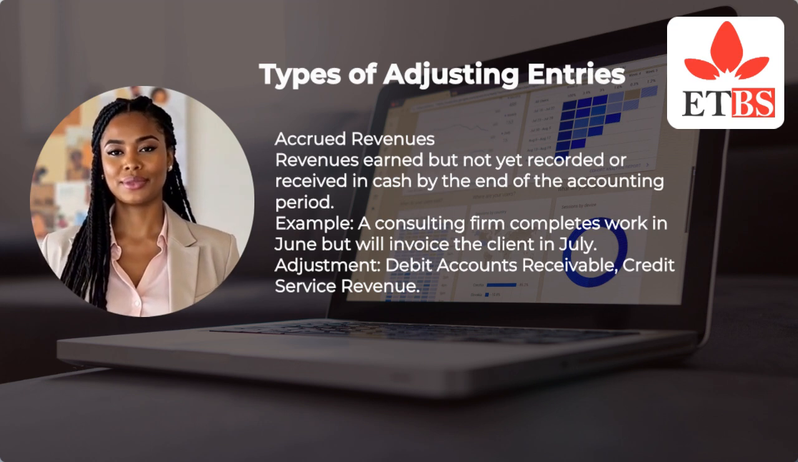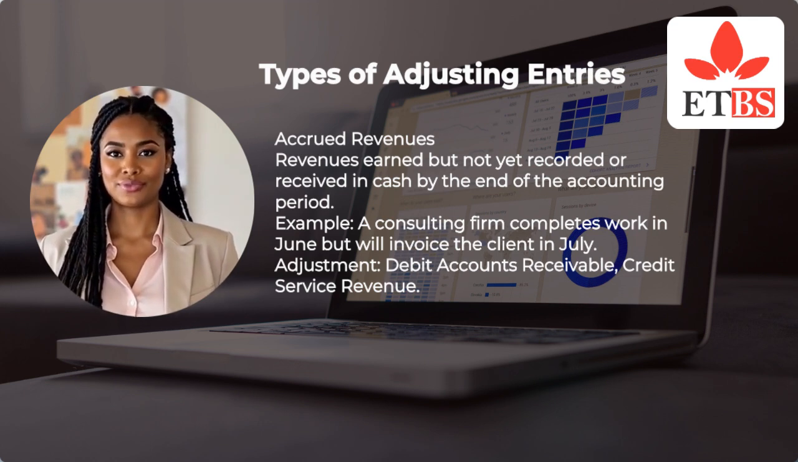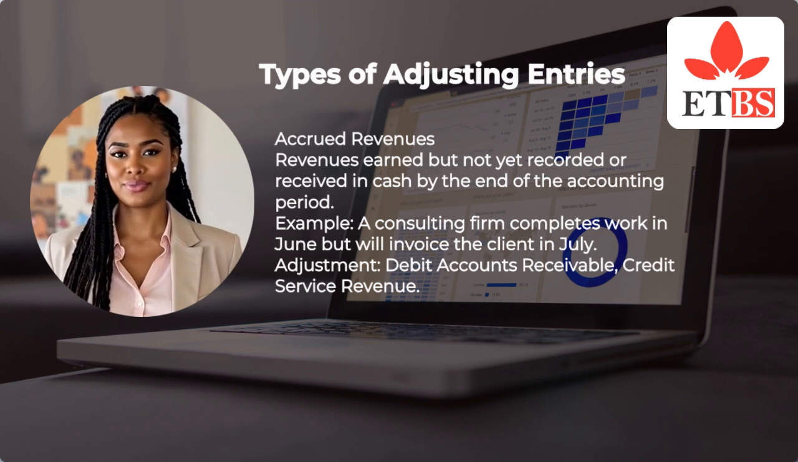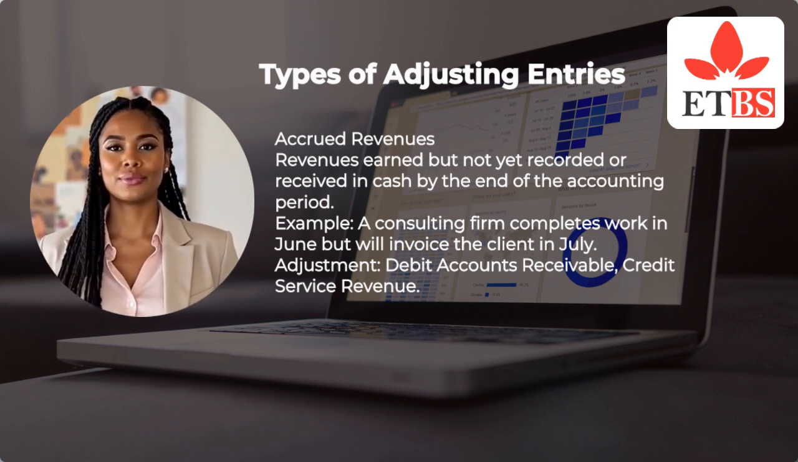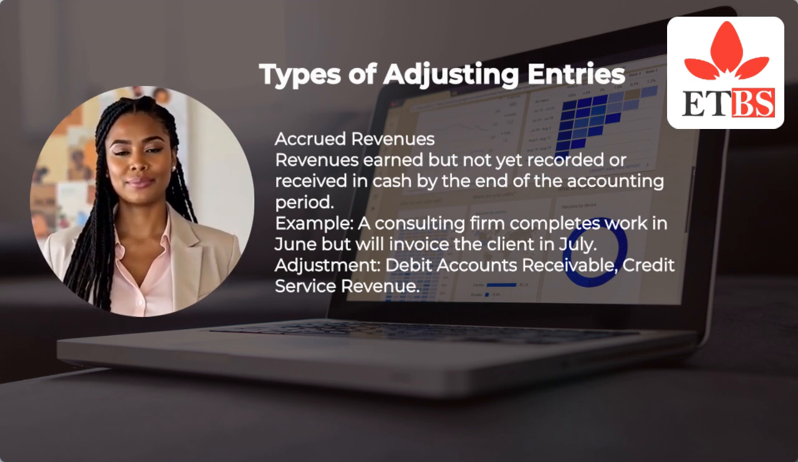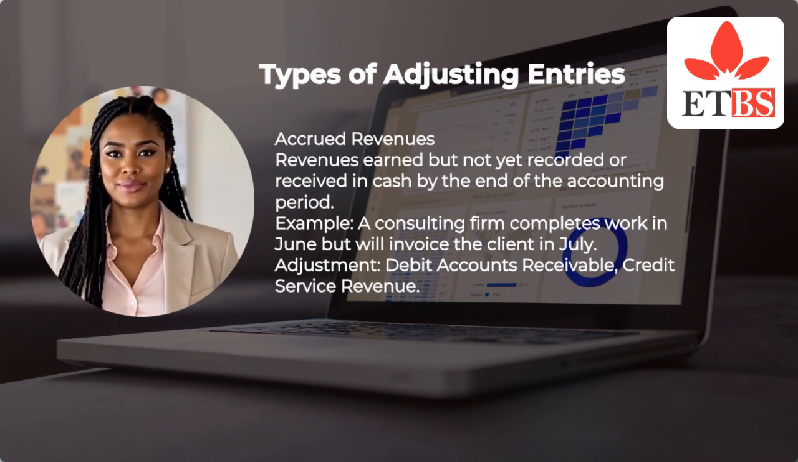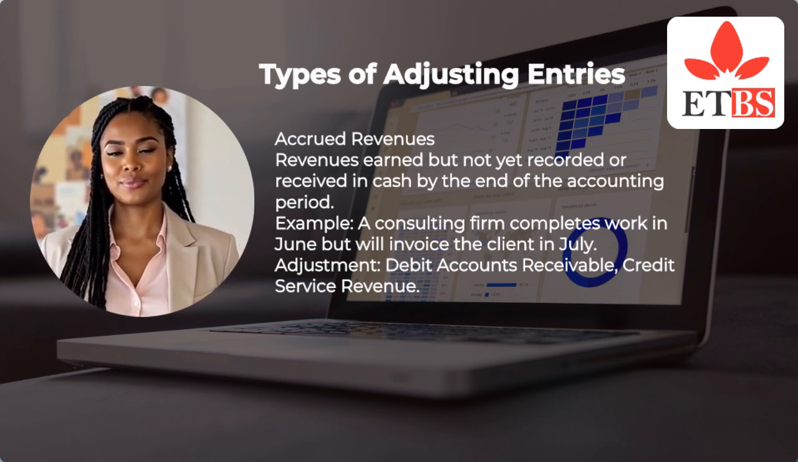3. Deferred revenues, unearned revenues. Cash received before earning revenue, creating a liability until services or goods are delivered. Example, a company receives payment for annual magazine subscriptions upfront. Adjustment: debit unearned revenue, credit revenue for the portion earned.